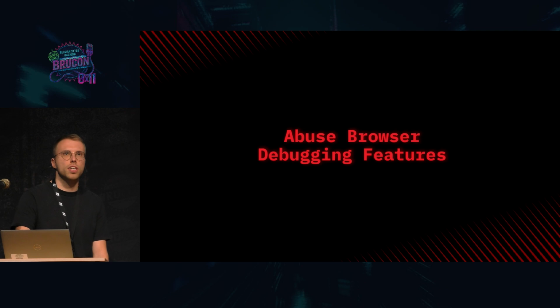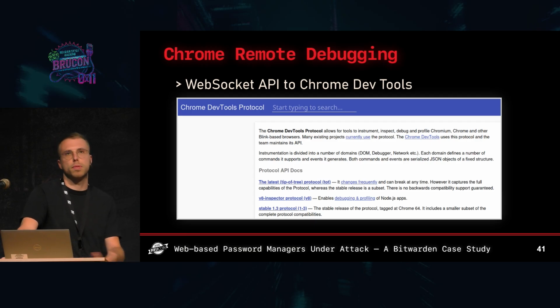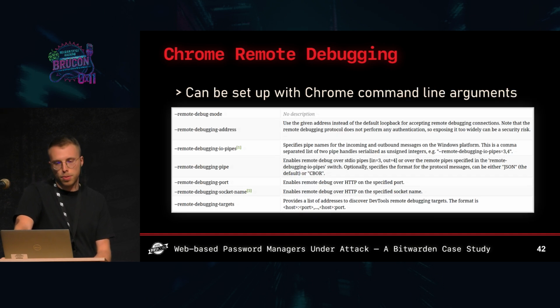Now we're going to see how we can execute our JavaScript code in the context of the browser. The first one that comes to mind is the Chrome remote debugging feature. It's a well-known one, and it was abused extensively in the past by attackers. It's a WebSocket API to the Chrome DevTools, and once you have access to the DevTools, you basically have access to the whole browser. It can be set up through command line arguments, but we won't go into details once again.